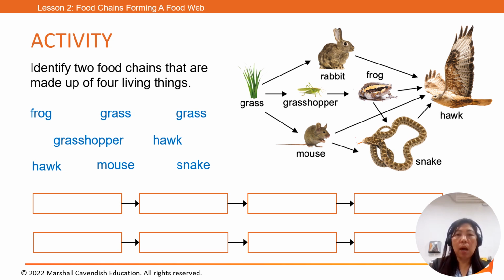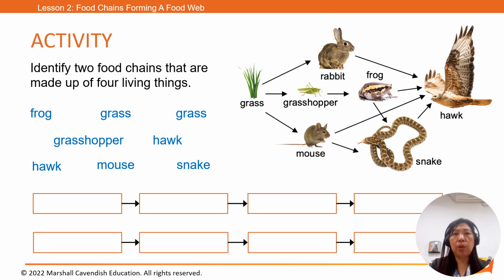Let's see. Grass eaten by the rabbit, and then eaten by the hawk. And then grass eaten by the grasshopper, eaten by the frog, eaten by the snake, and then the hawk. Grasshopper, frog, hawk. Grass, mouse, and then hawk. Grass, mouse, snake, and then hawk. So we can say that there are how many food chains? 5. Good job.